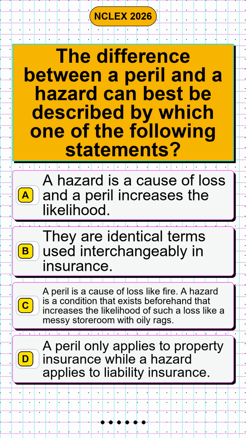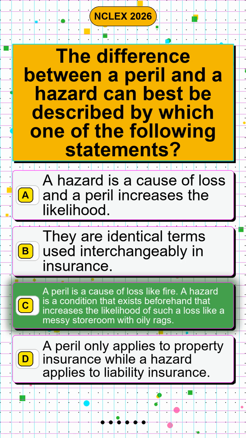Question 1. The difference between a peril and a hazard can best be described by which one of the following statements? Option A. A hazard is a cause of loss and a peril increases the likelihood. Option B. They are identical terms used interchangeably in insurance. Option C. A peril is a cause of loss like fire. A hazard is a condition that exists beforehand that increases the likelihood of such a loss, like a messy storeroom with oily rags. Option D. A peril only applies to property insurance while a hazard applies to liability insurance.